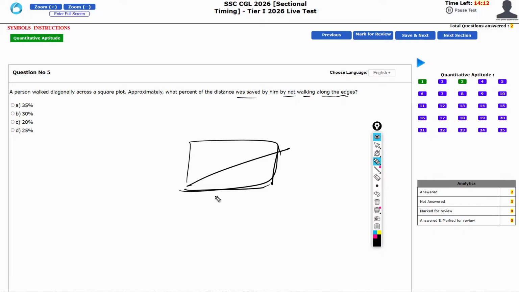What? So suppose this is, okay, so for a square plot, okay, so a root 2, so 2a, 1.4, so almost 0.6 in, so 30%, almost 30%.